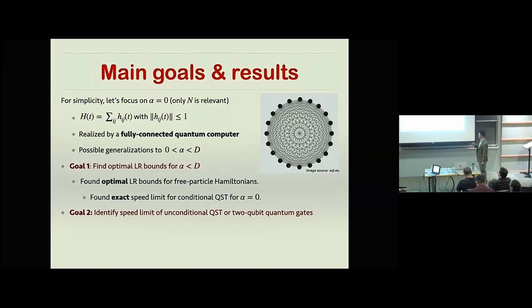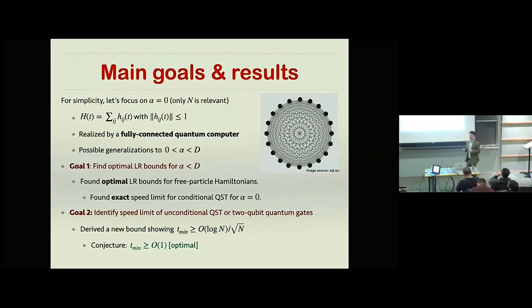The second goal is to find speed limits for unconditional quantum state transfer, or a 2-qubit quantum gate. In this case, we found some new bounds that haven't existed before, and we even have a conjecture that, at least for the alpha equals 0 case, the minimum time to perform a 2-qubit gate is just on the order of 1. If you can prove that, that will be optimal, because we can do that with just the direct interactions.